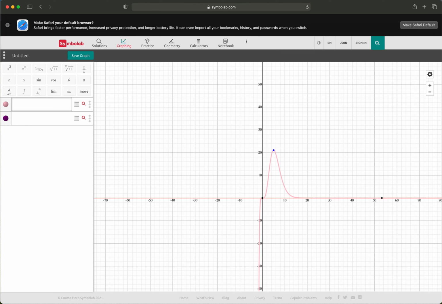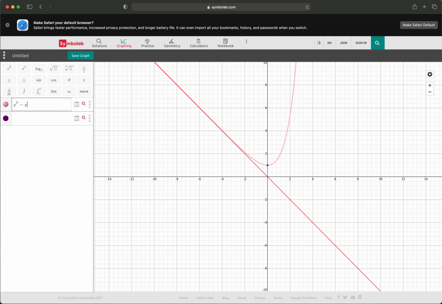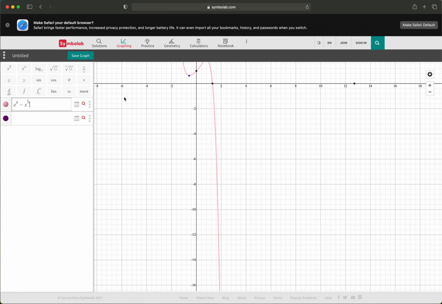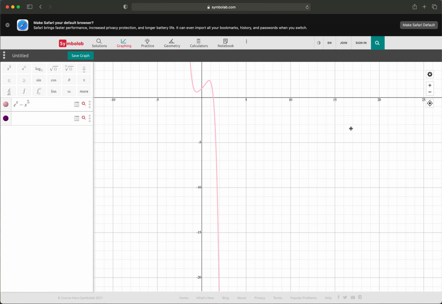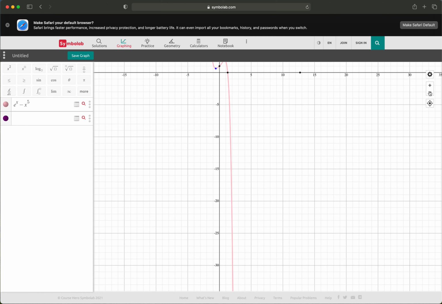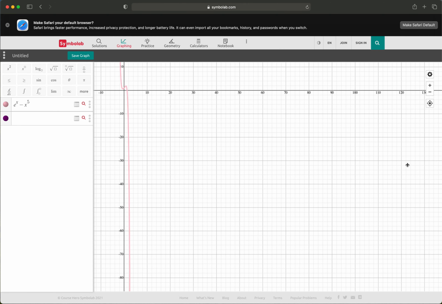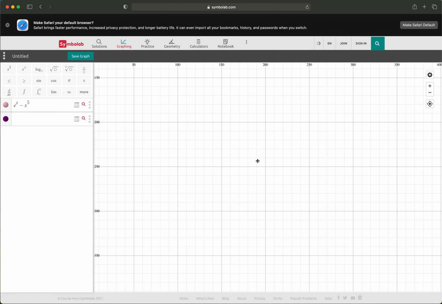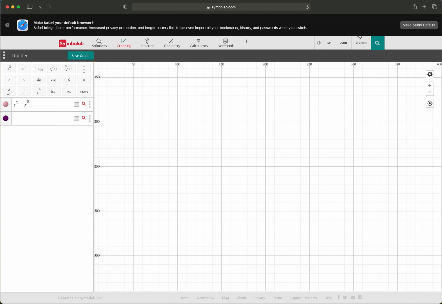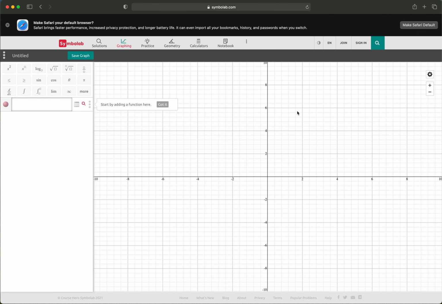Another way to see this is e to the x minus x to the fifth. So it's negative, but eventually e to the x is supposed to take over. Doesn't seem to be working out on this program. I'm not sure why, what's going on. Maybe the scale was messed up with it. So forget about that. That didn't work out.